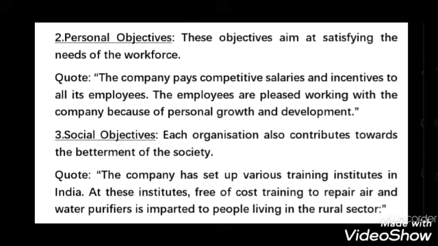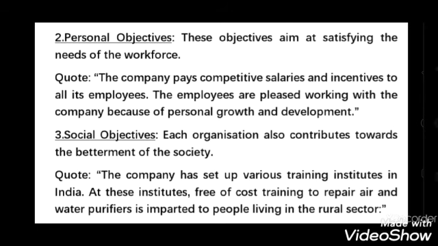The third objective is social objective. The social objective focus on country's betterment, which says each organization also contribute towards the betterment of the society. That's why we have quoted the last lines. The company has set up various training institutions in India. These institutes free of cost training to repair an air purifier is imparted to people living in the rural sector.